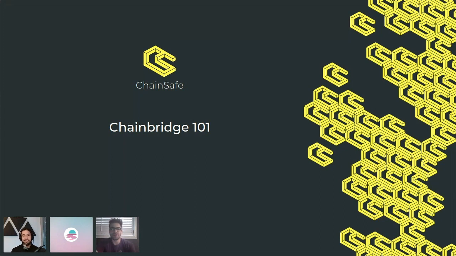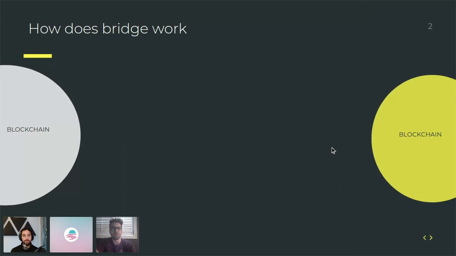So let's kick it off with a little bit of ChainBridge 101 and how it works. At a high level, first things first, ChainBridge moves data between two different blockchains. So you need two or more blockchains, and in this first example we have two blockchains. And we have this piece of software that we built, which is an off-chain piece of software.